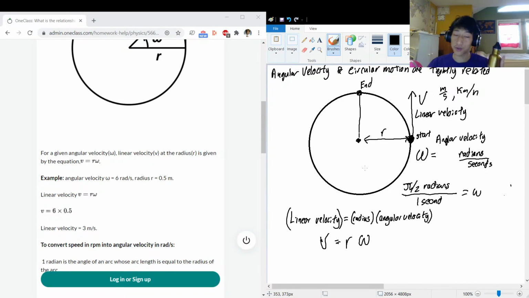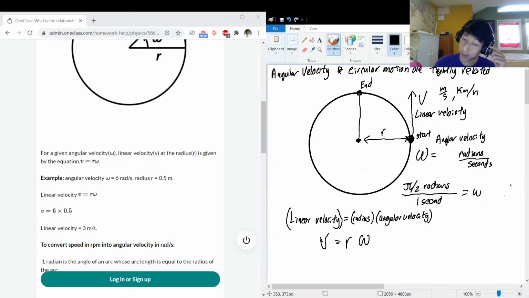You see how this relationship works? They are perfectly proportional to each other, with the constant difference between them being the radius. So bigger radius with the same angular velocity, you're going to have a bigger linear velocity.